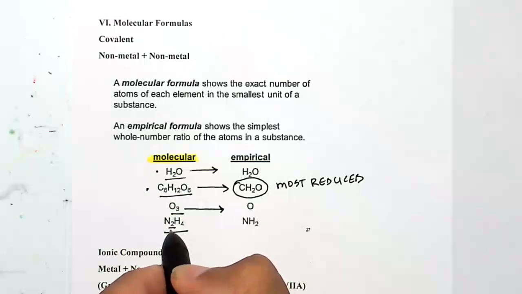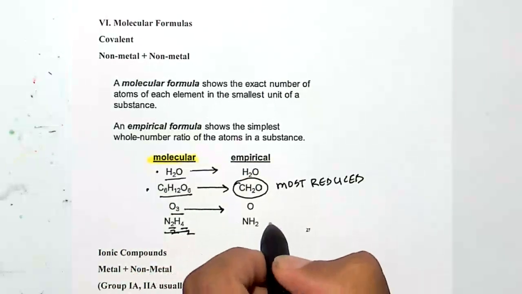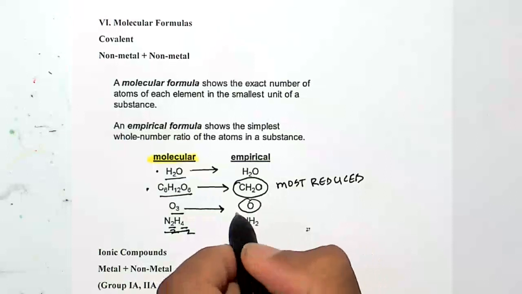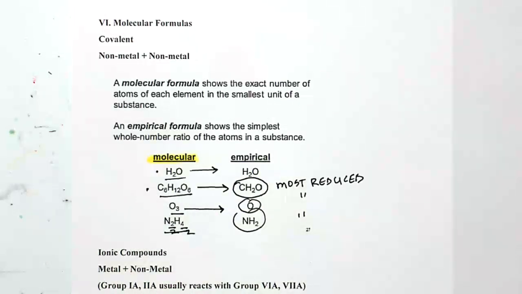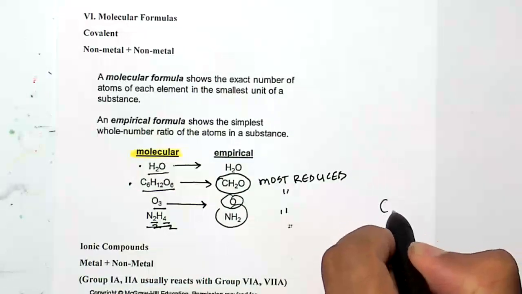N2H4, what did they do here? They divided it by 2. So we have the most reduced. If you can't reduce it, you can't reduce it. If you can reduce it, go ahead and reduce it. This is called the empirical formula.